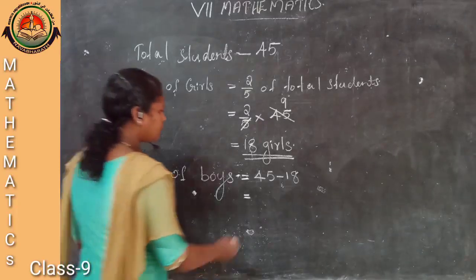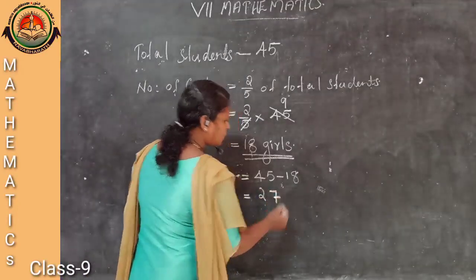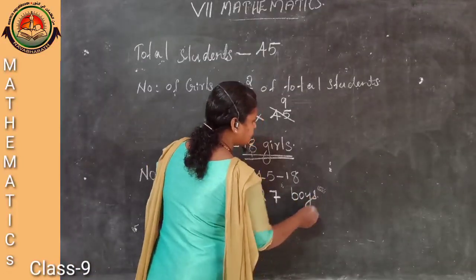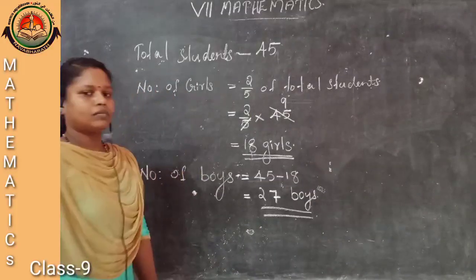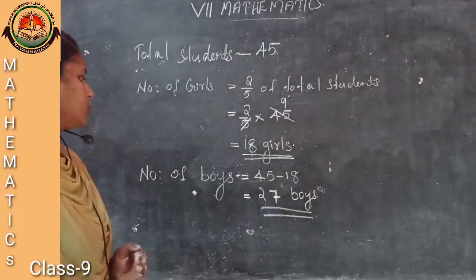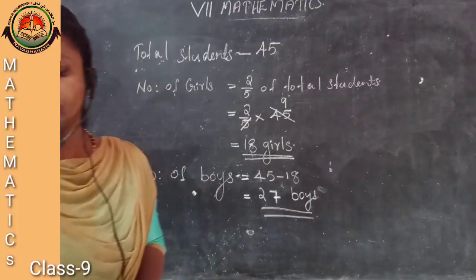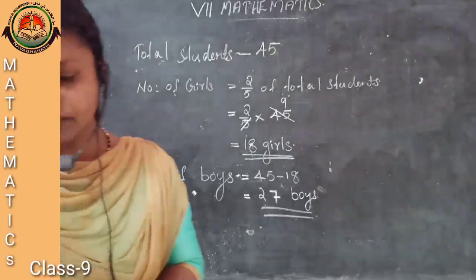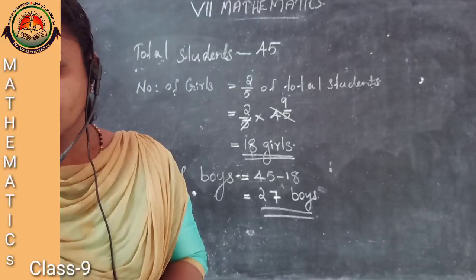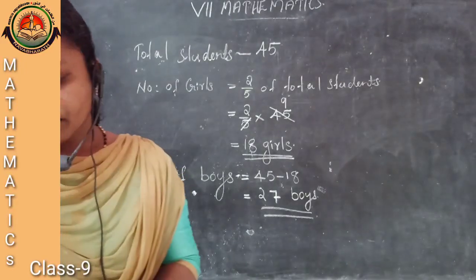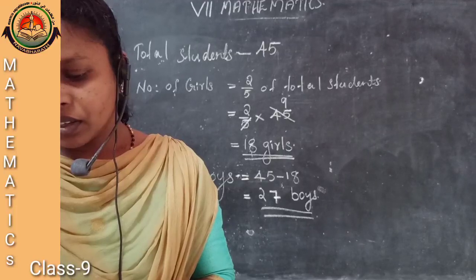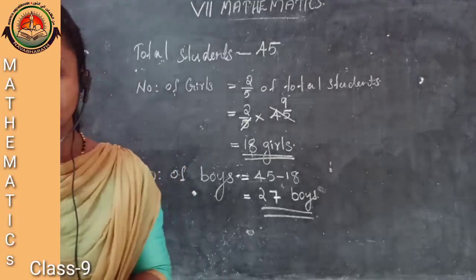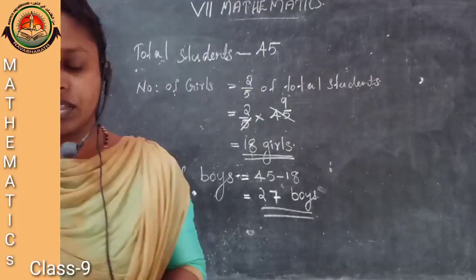Okay, so how many? 27. 27 boys. Any doubt? Simple question. Okay. Then we can discuss the next question, the fifth question.